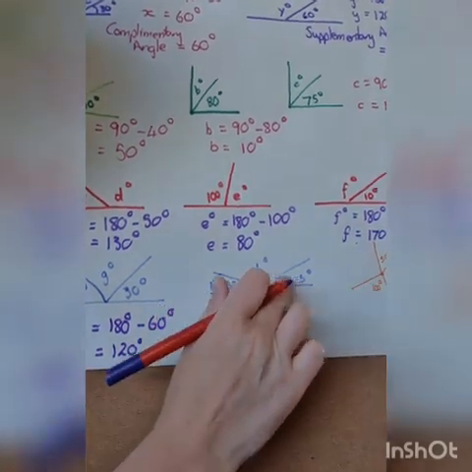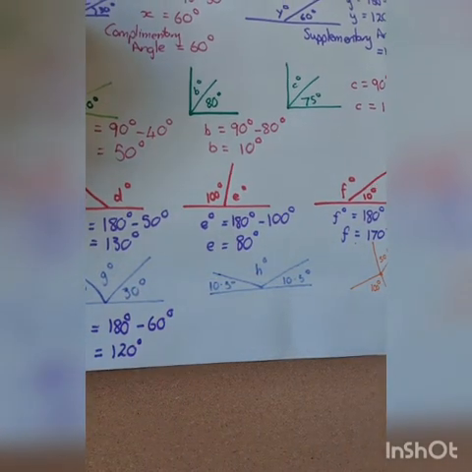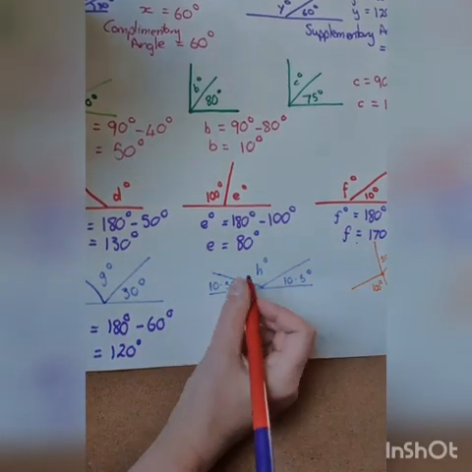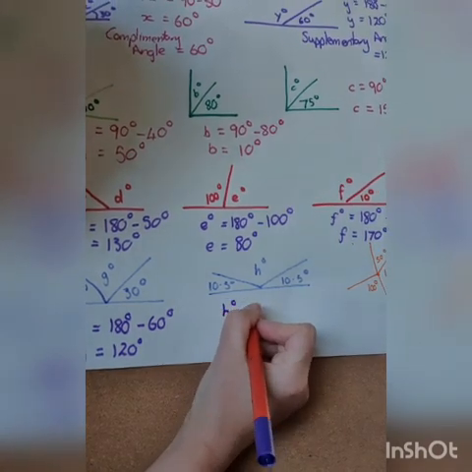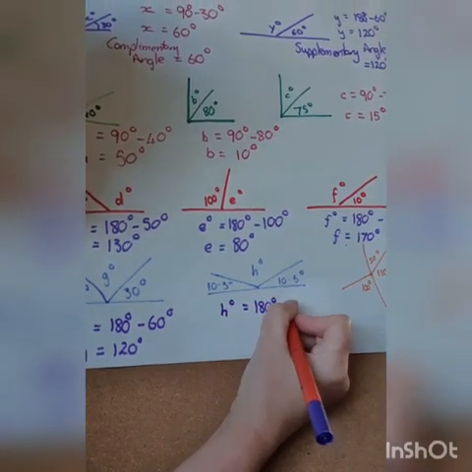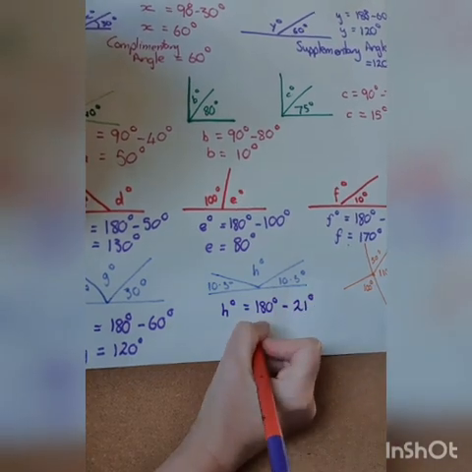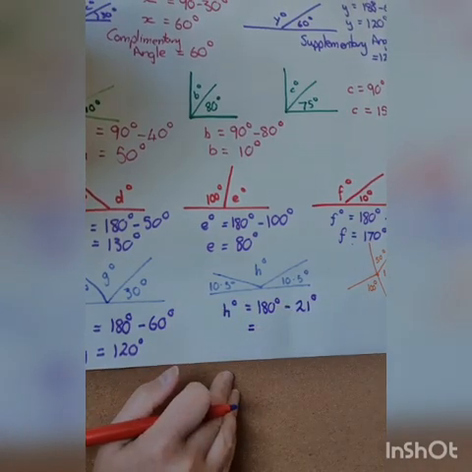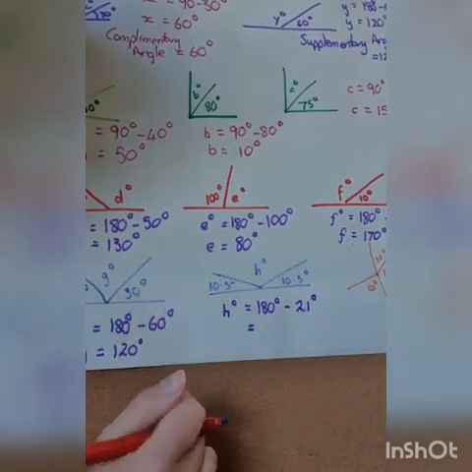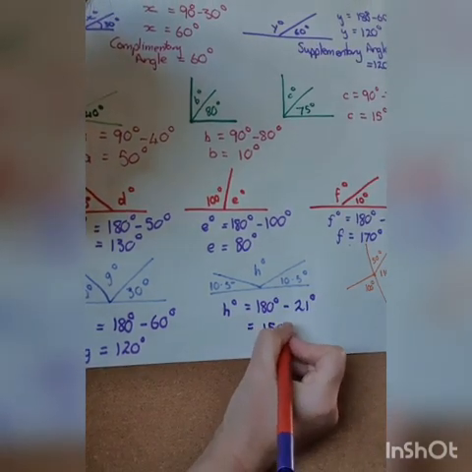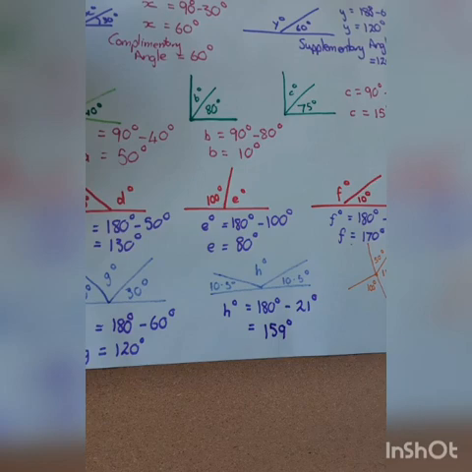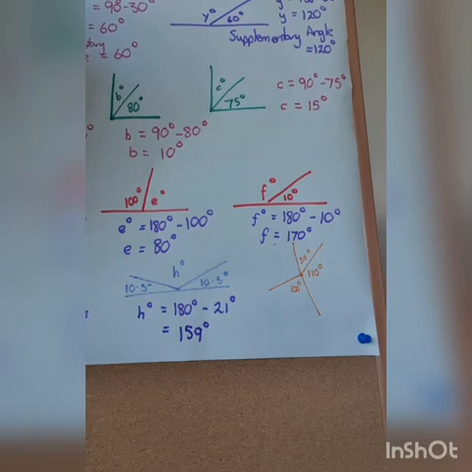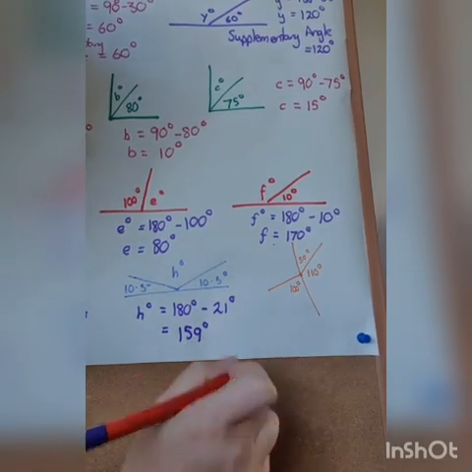The same in our next one. You might end up with decimals, and that's fine because you guys can do decimals. 10.5 add 10.5 is 21 degrees. So H is 180 degrees, take away 21 degrees. And again, nice and easy, 180, take away the 20 is 160. Then take away the 1, gives us 159 degrees.